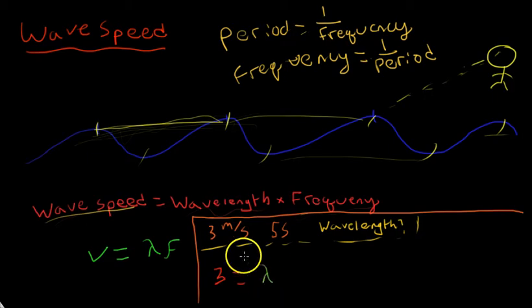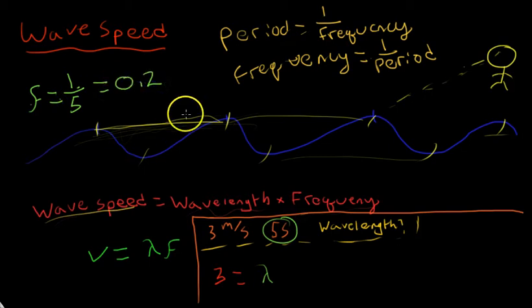And do we know frequency? We can find frequency. We're given the period, right? So let's go frequency equals 1/5 or 0.2, right? 0.2, and what's that? Hertz, right? Hertz. So then we have times 0.2. Now we'll do our good old algebra.